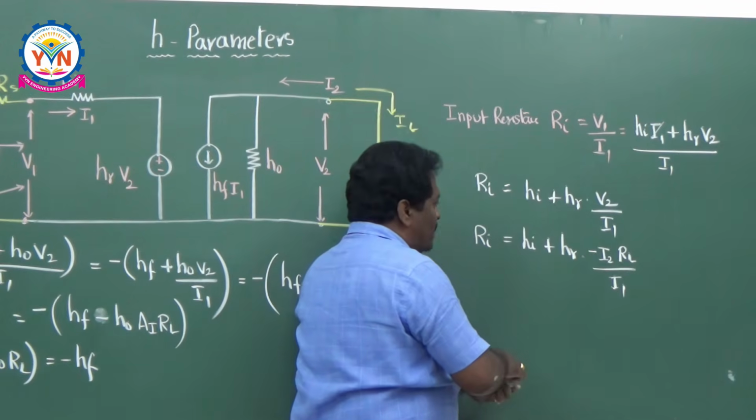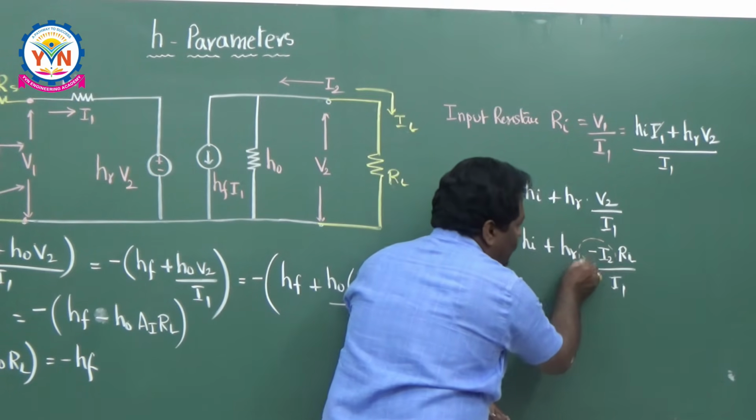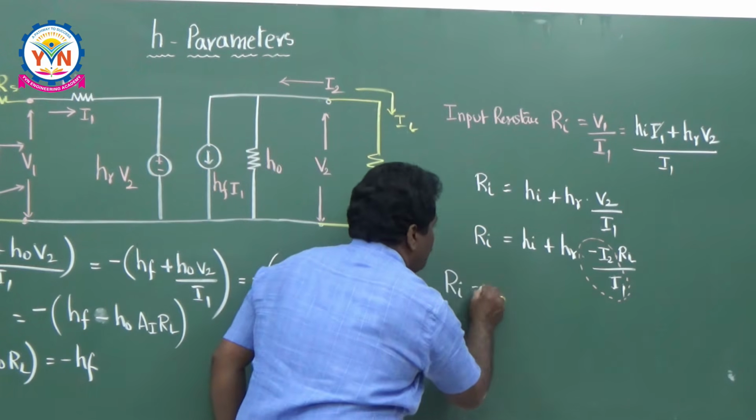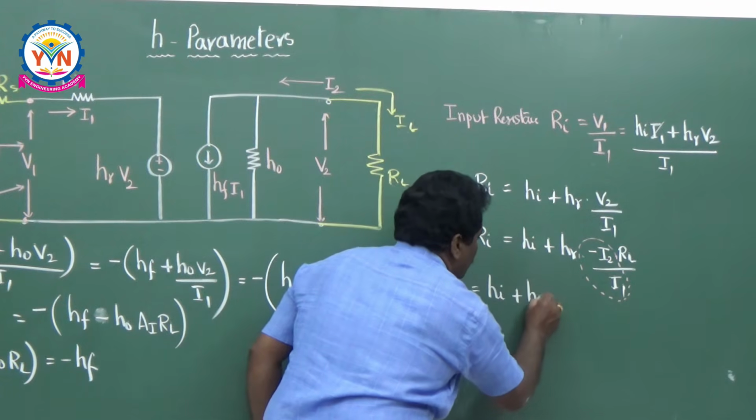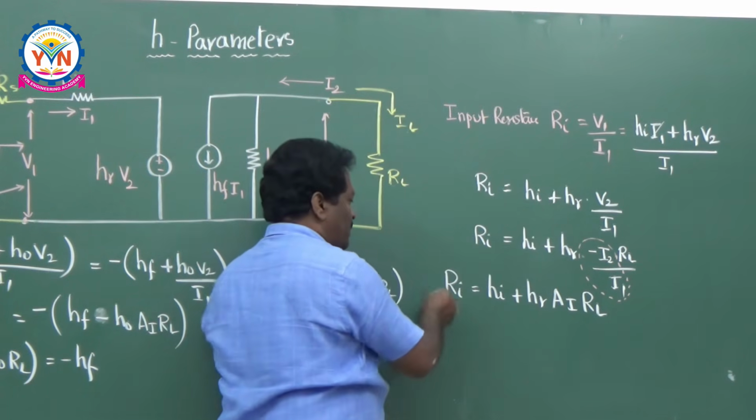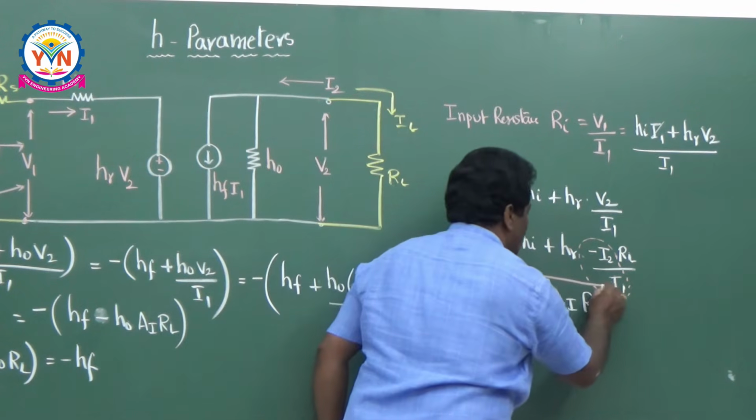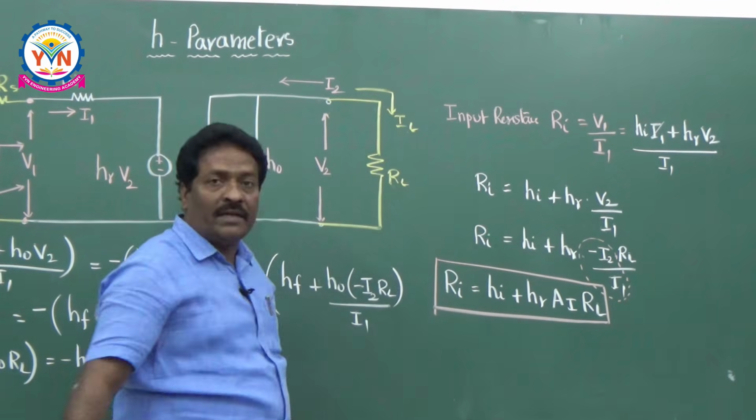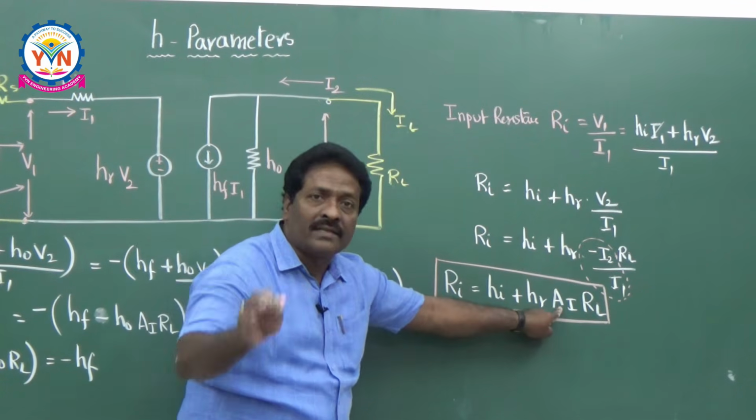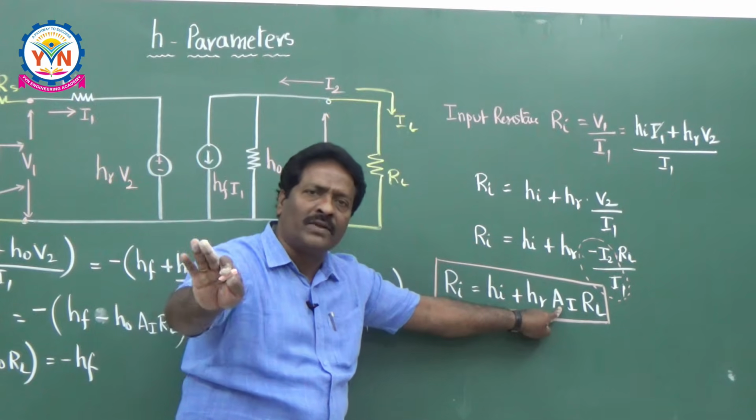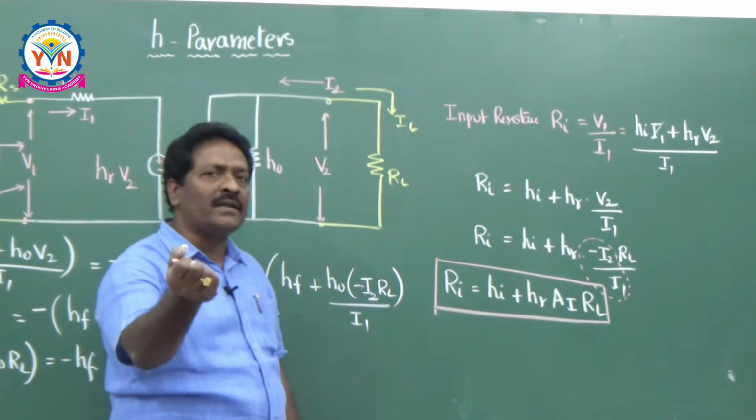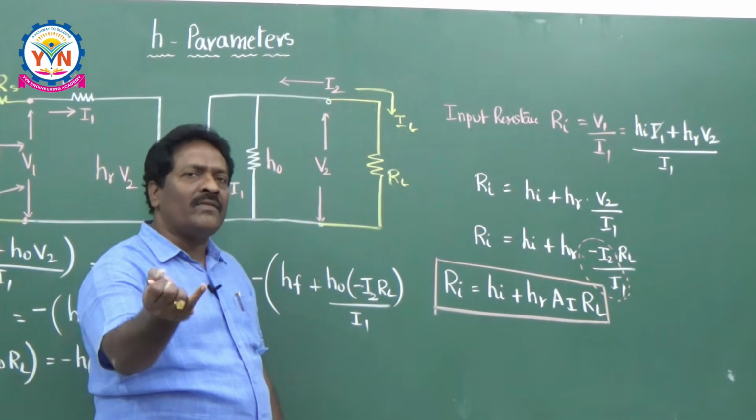What is the definition of this? Minus I2 by I1. If you take this factor, it is nothing but the current gain. Therefore, Ri is equal to HI plus HR into AI into RL. This is the second expression required, the input resistance. If you observe closely, the input resistance actually has AI also. So first calculate the current gain for any circuit, then substitute here and you get your input resistance. Now two parameters are completed, current gain as well as input resistance.